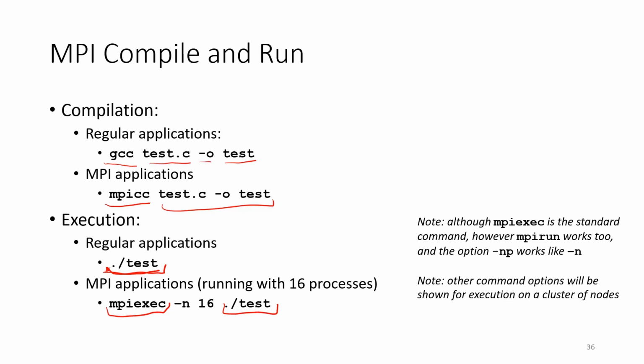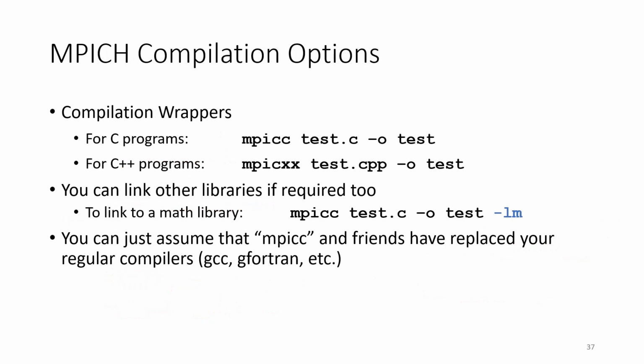But in addition, you have to specify at this moment, statically, the number of processes that you want to allocate. Okay. So know that mpirun also works, and that the option -np is similar to -n. So just in case you see them somewhere in the online tutorials that you may find here and there, and note that other command options will be shown below for execution on a cluster of nodes.